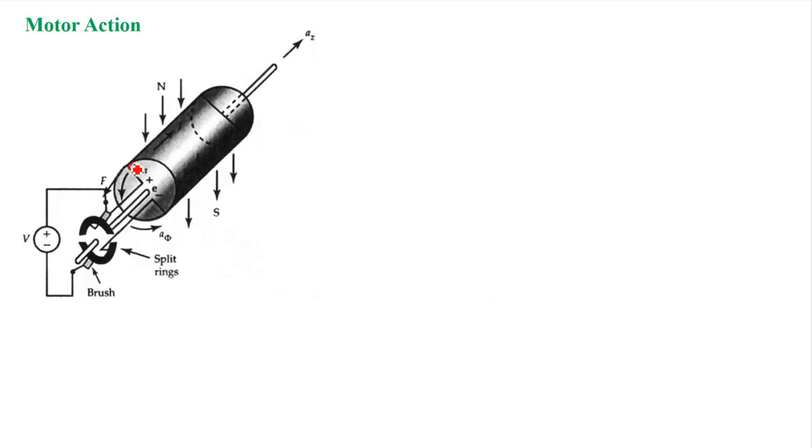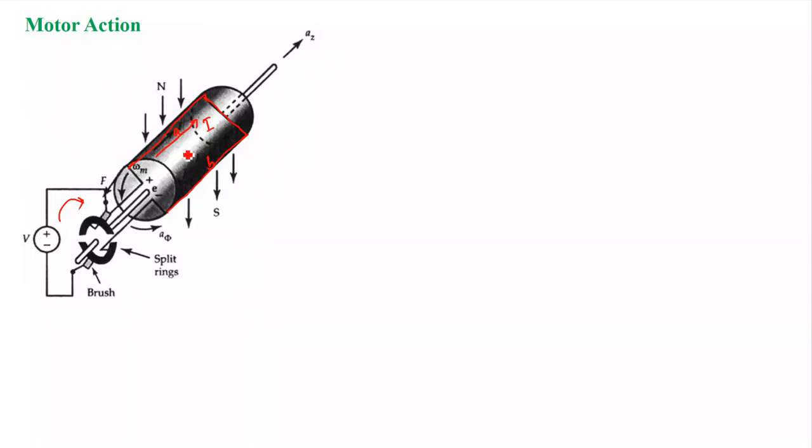This is your coil, which is placed inside the magnetic field. It has two sides. Let us say this is side A, this is side B. Now I have connected a voltage source and the current is being passed through the commutator segment to the conductors A and B. The current will pass in this direction, because this is the positive terminal. So now the current will flow in this direction. This is I.